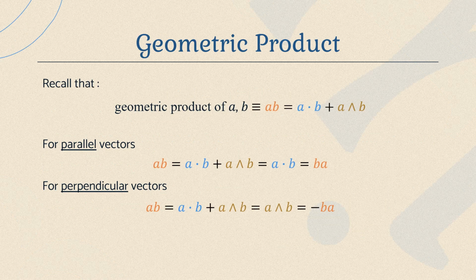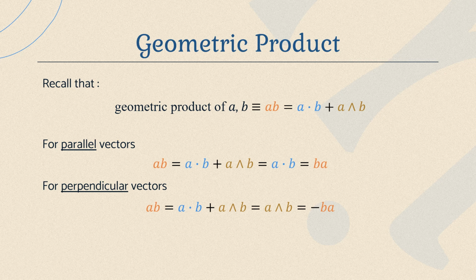The geometric product between two parallel vectors, A and B, returns the sum of their inner product and their wedge product. The wedge product represents the area spanned by the two vectors. However, since they are co-directional, they are parallel, the area is simply 0, and we're left with the inner product. The inner product is commutative, hence AB equals BA. However, for perpendicular vectors, A dot B equals 0, and we're left with the wedge product.